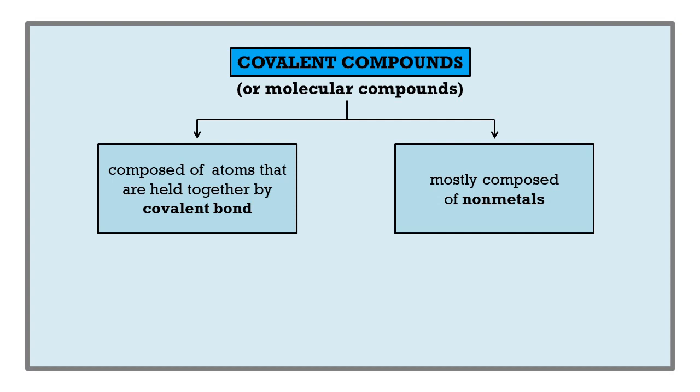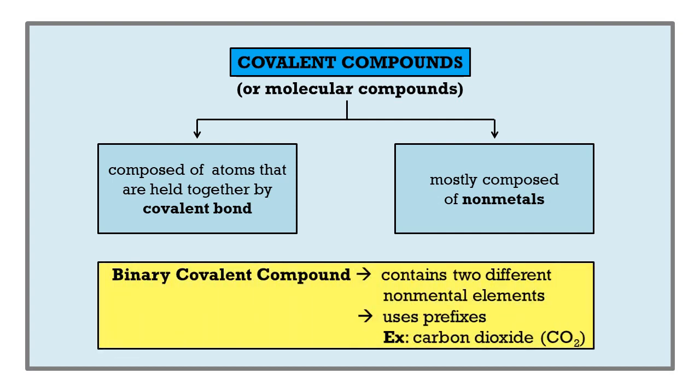Now, let's define a binary covalent compound. A binary covalent compound is a compound that contains two different non-metal elements. This compound uses prefixes that indicate the number of atoms. An example of a binary covalent compound is carbon dioxide or CO2. The prefix di is used in carbon dioxide. This prefix indicates that there are two atoms of oxygen.